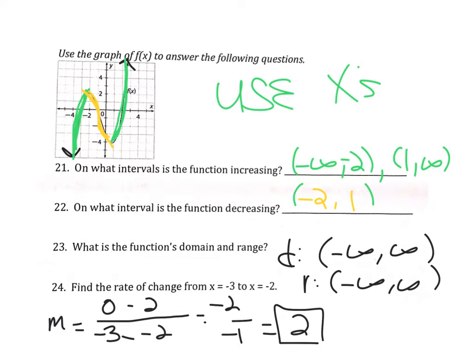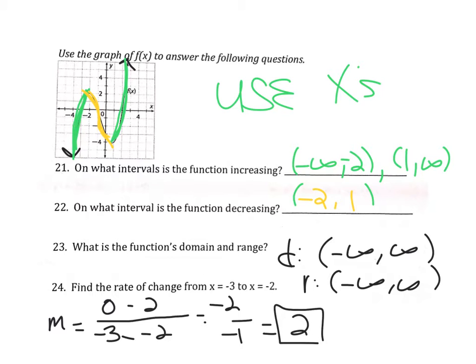21 to 24. Don't forget to use x's in big letters right there. Number 21 says, where is it increasing? I put in green where it's going up. Don't forget we're using x's. Because there are arrows, it's going left forever. Down here it's going up until it gets to negative 2. So it's increasing from negative infinity to negative 2. It's also increasing from here, which is 1, forever. So I put 1 to infinity.